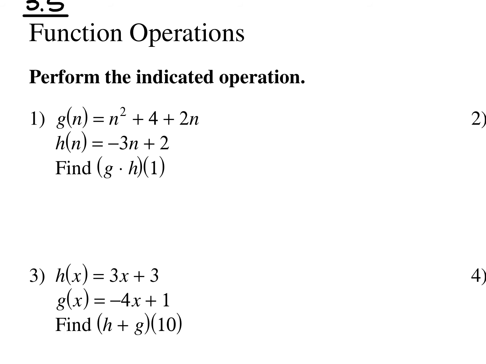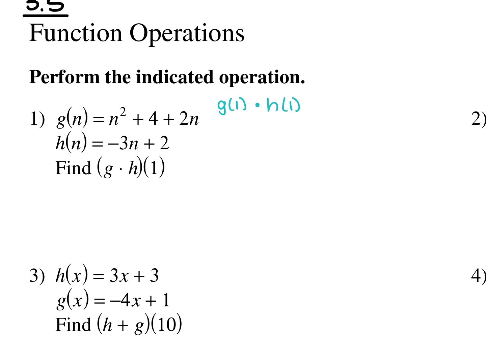It tells us that g of n is equal to n squared plus 4 plus 2n. H of n is equal to negative 3n plus 2. We're finding g times h of 1. This is the same exact thing as saying find g of 1 times h of 1. If you have a number inside those parentheses, it's telling you to plug that number in for the variable.